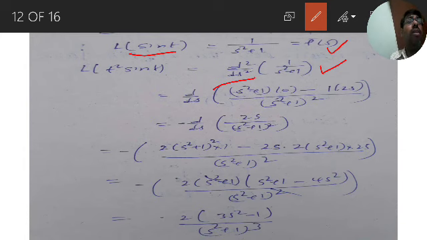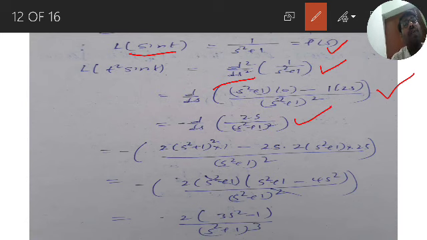Which formula? The quotient rule again. U by v: v into derivative of u minus u into derivative of v, by v square. So s square plus 1 into derivative of 1, which is 0, minus 1 into derivative of s square plus 1, which is 2s, by s square plus 1 whole square. So the first term is 0, minus into minus 2s, so minus outside, d by ds of 2s by s square plus 1 whole square. Instead of d square by ds square, one time derivative is completed. Now again d by ds of 2s by s square plus 1 whole square.